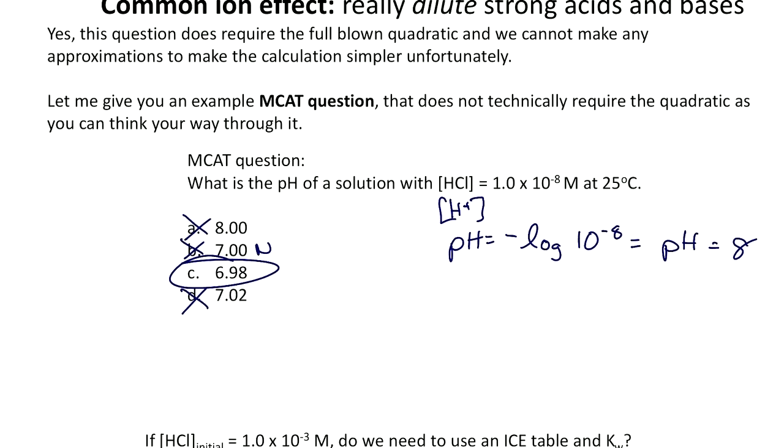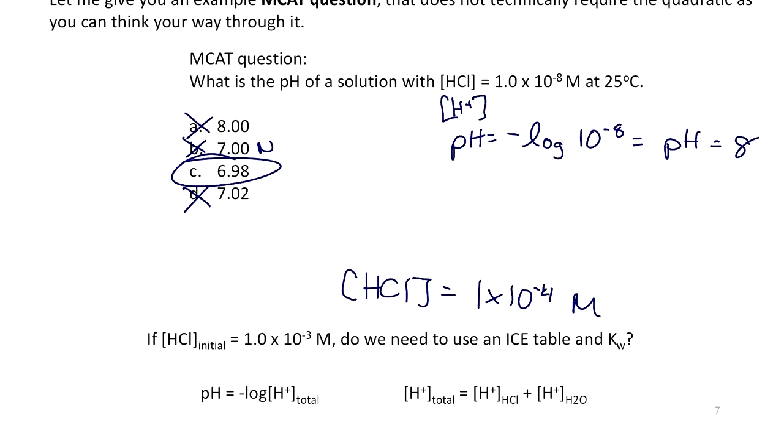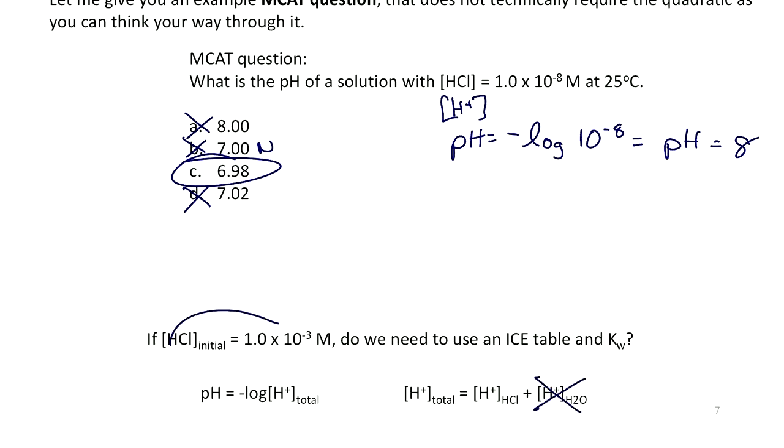We can do that when the HCl concentration is like 1 times 10 to the negative 4. All right, when it's really concentrated, we can do that. But once the strong acid concentration is really small, we can't. Okay, so let's pretend that we have HCl at 1 times 10 to the negative 3. Do we need to do the whole ice table and KW thing? No, because this number is really big compared to what water will contribute. So yes, we can go ahead and ignore it if the concentration is very large. But we can't when the HCl concentration is very dilute.